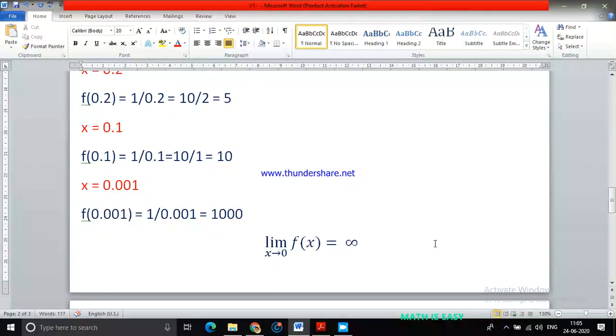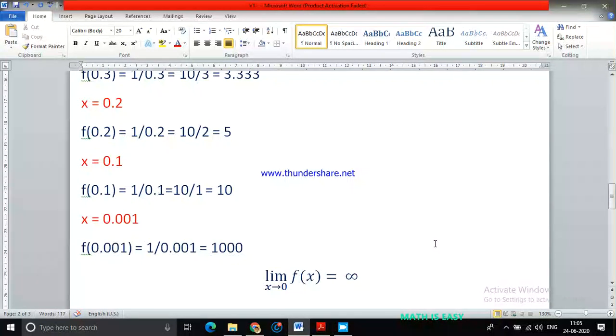Sometimes we mess up how x is going to 0 and how f of x will go to infinity. This is the case when I have x in the denominator. As the denominator decreases, your final value will keep on increasing. I think we already learned this.